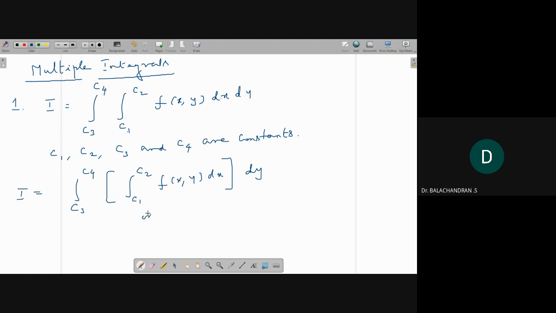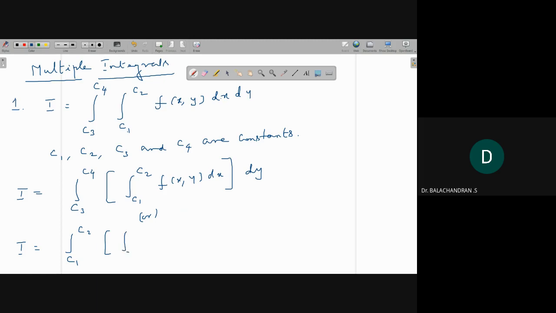Or you can do both of them, they are the same. Integral c1 to c2 and then integral c3 to c4 of f of x comma y dy dx. So if all the four limits are constant, the order of integration is immaterial. You can either integrate with respect to x first, or you can integrate with respect to y first. So I will draw the diagram.